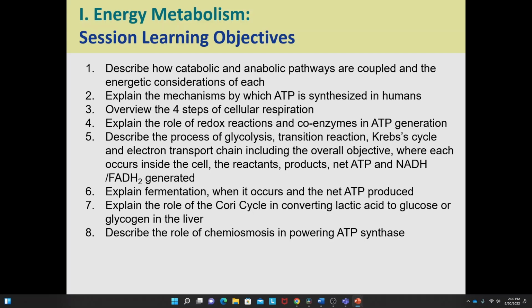We'll also talk about some other pathways that can be used, like fermentation and when that occurs and how much ATP we get out of that. And then talk about the Cori cycle to convert lactic acid to glucose or glycogen in the liver. Lastly, we'll talk about the role of chemiosmosis in powering ATP synthase, which is really the money maker when it comes to ATP production.